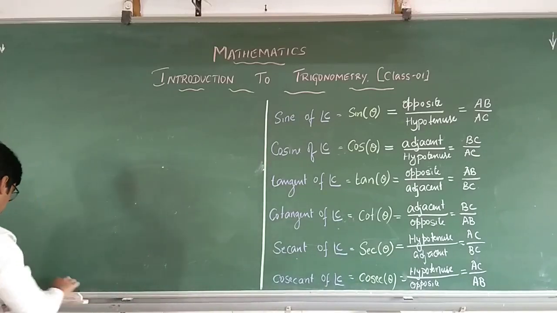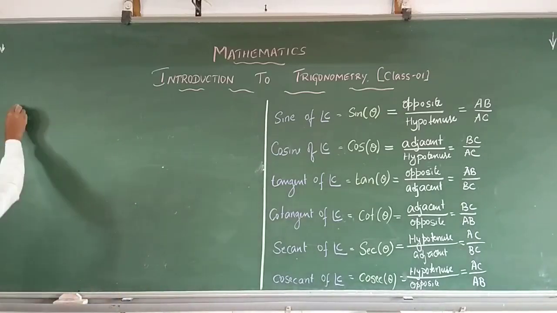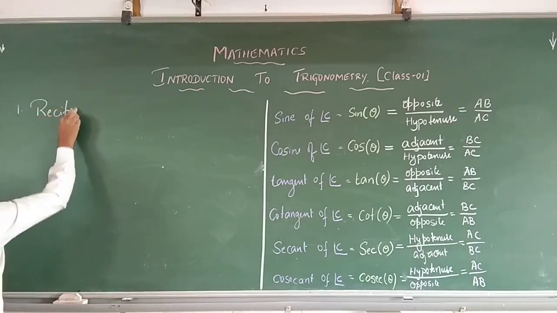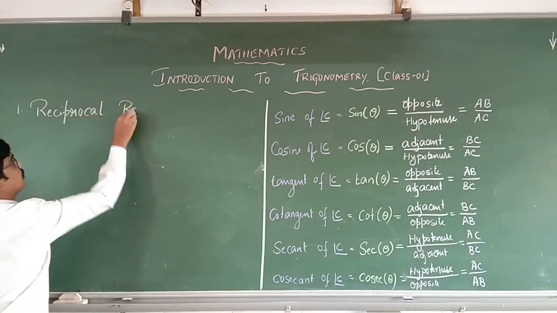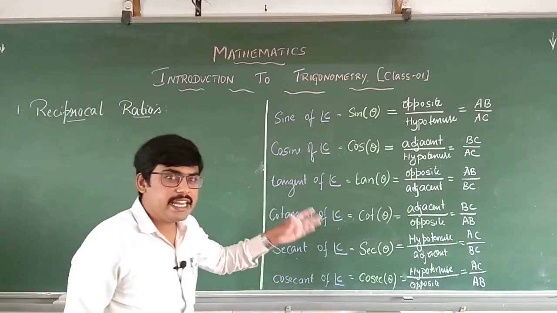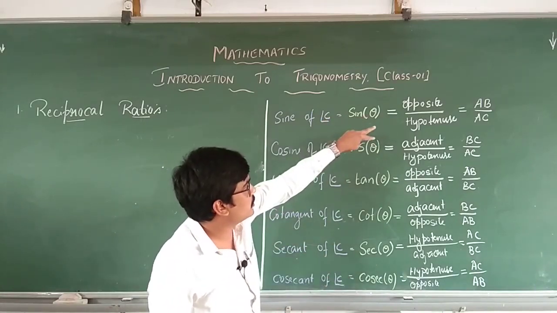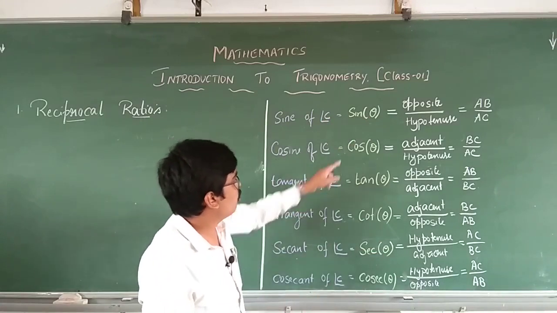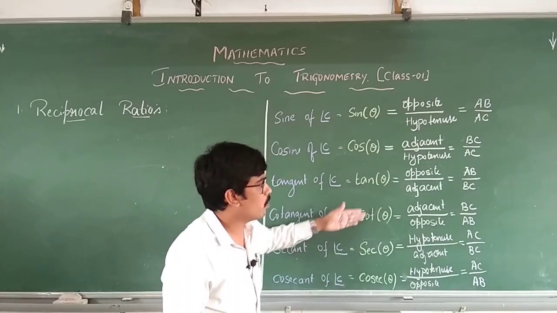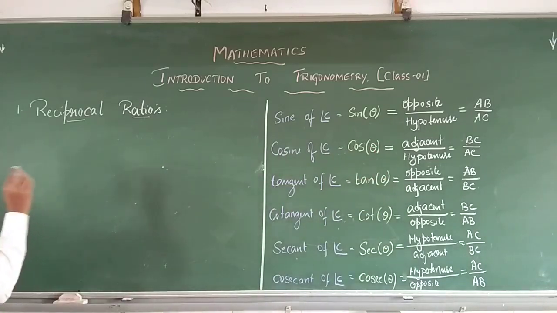First one, let me write reciprocal ratios. We can observe there are 3 reciprocal ratios. For sine, cosecant is the reciprocal. We can observe opposite by hypotenuse, hypotenuse by opposite. For cos, secant is the reciprocal. And for tan, cot is the reciprocal, opposite by adjacent, adjacent by opposite. Right. Let me write. There are 3 reciprocal ratios.